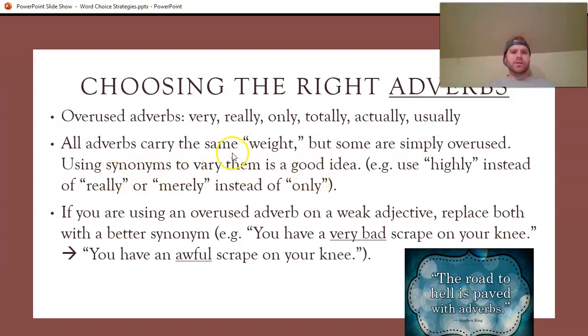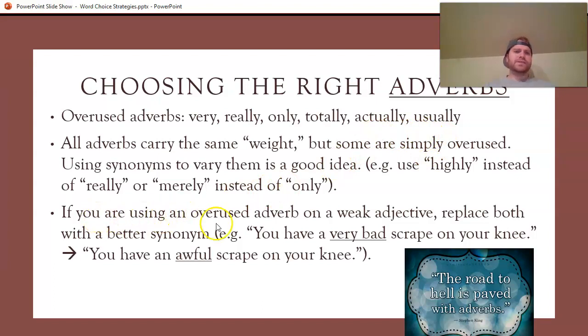It's so easy to use the word very or really a million times in an essay when we could have used better synonyms. For example, let's say you have a bunch of reallys in your essay, replace a couple of them with highly. Or let's say you used only a lot in your writing, replace some of those with merely, in order to vary up your word choice in your writing. We want to avoid repetitiveness in writing. Adverbs are an area where that happens quite a bit.